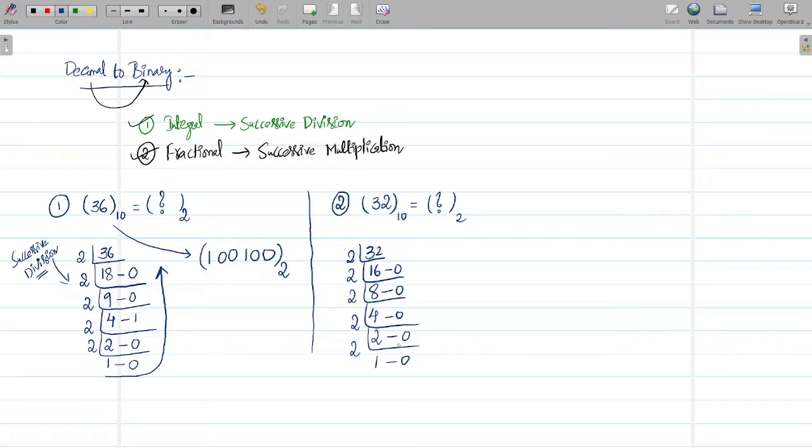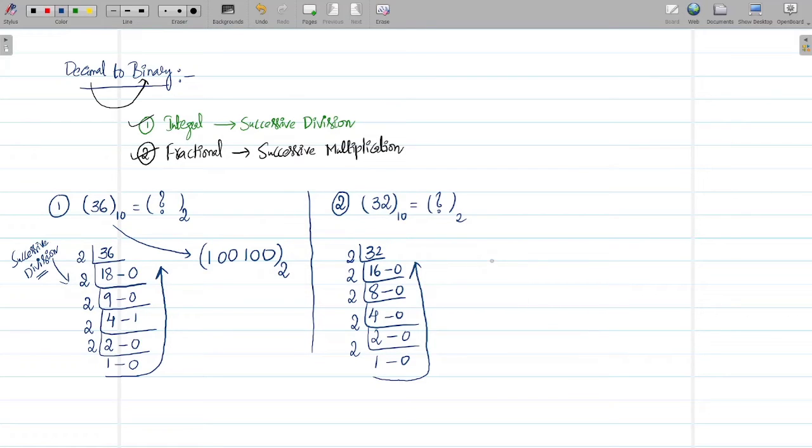Now, as the quotient which we got is less than the base into which we need to convert, I can stop here. And in which direction do I need to move? I need to move in the reverse direction, from the last quotient to the first remainder. This digit is considered as the MSB and this digit is considered as the LSB, the least significant bit.